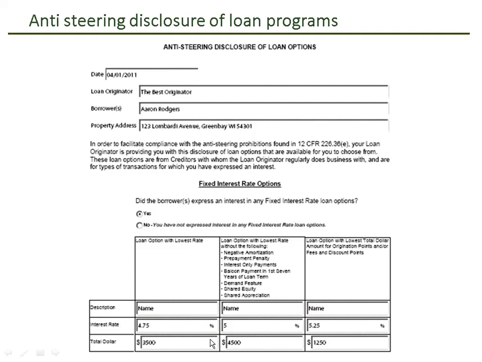The loan option with the lowest rate. So this would actually be the lowest rate you have available. You notice the three rates there.